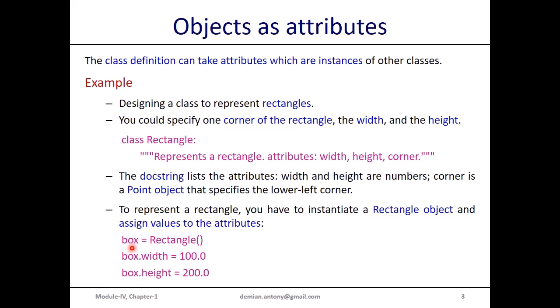First, box is equal to rectangle. We create an object box with the class rectangle. And now we assign a value to the first attribute, width. Box dot width is the first attribute with 100. Then the second attribute, box dot height, with 200.